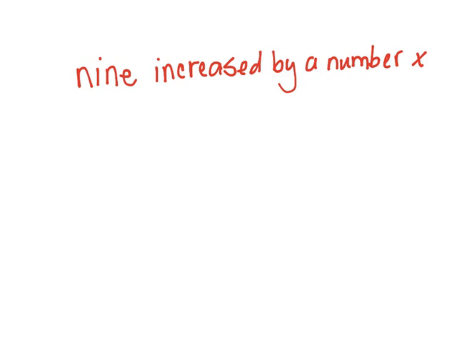So we're talking about 9. And what does increased mean? Increased means you're going up, so you would add by a number x. Now it says a number, and even though x is a letter, we're talking about a number, we just don't know what it is, so our variable is x. So we're going to say 9 plus x. So 9 increased by a number x would be 9 plus x.